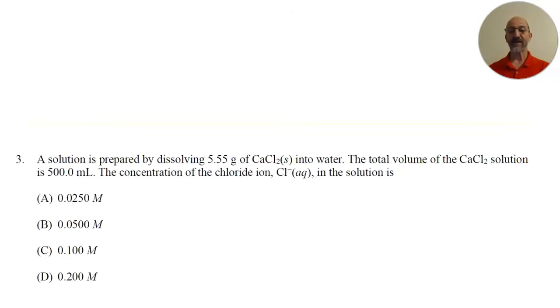Now let's take a look at question 3. In question 3, it says a solution is prepared by dissolving 5.55 grams of CaCl2 solid, that's calcium chloride, into water. And the total volume of the calcium chloride solution is 500.0 milliliters. The concentration of the chloride ion, Cl-, in the solution is, and we have 4 numerical choices, and the units are molarity, or moles per liter.